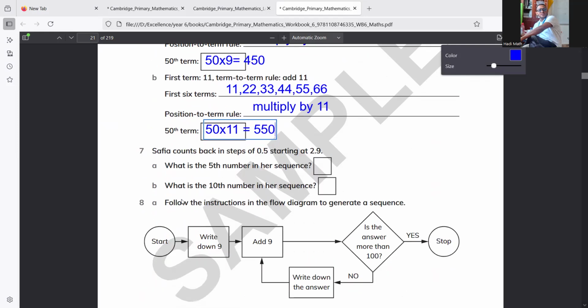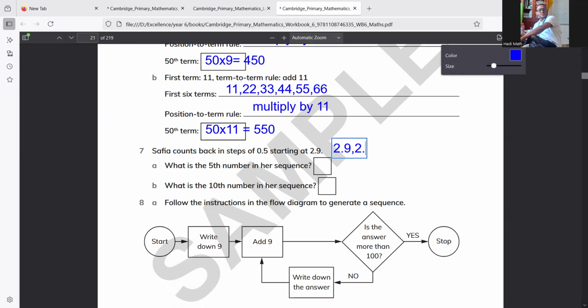Look at number 7. We say Sophia counts back in steps of 0.5, starting at 2.9. What is the 5th number in her sequence? Some people, they do this one. Okay, they start with 2.9 and they count back. When you count back, every time you subtract 0.5.